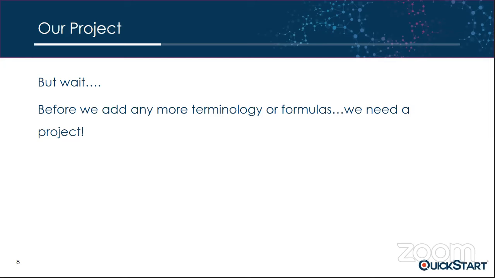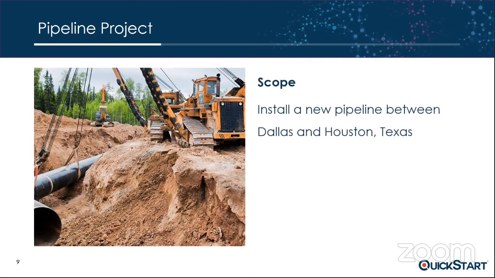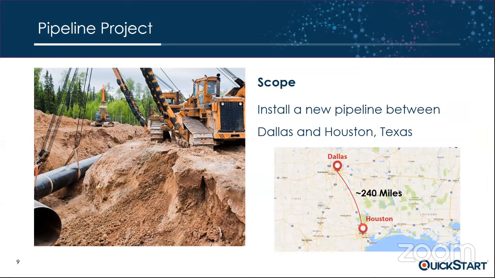So with that said, again, we need a project to take these concepts that are somewhat new and foreign to us, to make them real world, to make them concrete and give them teeth. So without further ado, our project, we're going to have a pipeline project. The scope of this project is to install a new pipeline between Dallas and Houston, Texas, and it'll be roughly 240 miles, as you can see here in the picture on the map.